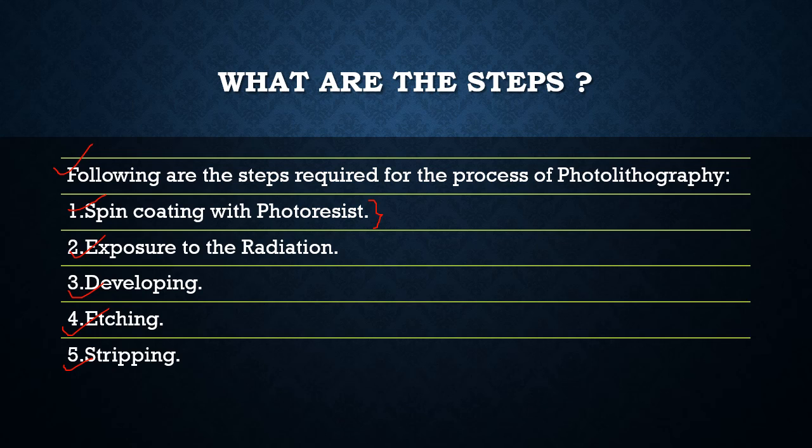All these processes, we will discuss these two processes because these are the most important processes involved in the process of photolithography. So we will discuss them one by one. So let's move to our next slide. We will discuss spin coating with photoresist. Firstly, we will discuss the photoresist materials. What are actually photoresist materials?